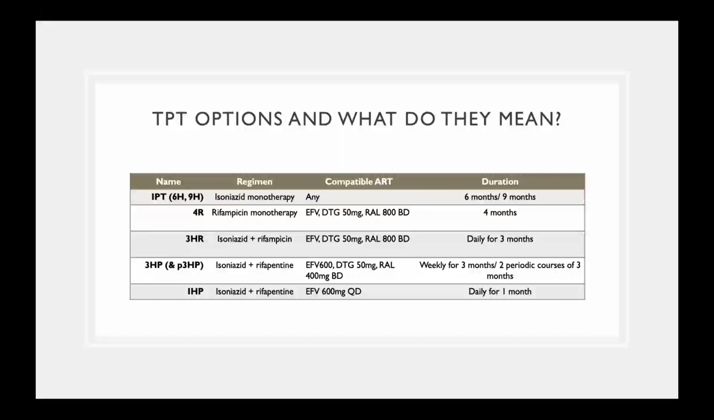So IPT essentially refers to isoniazid monotherapy, and this can be for 6 months or 9 months. So when you say 6H or 9H, it refers to the duration, and H refers to isoniazid. And R refers to rifampicin monotherapy, which could be up to 4 months. 3HR refers to the combination of isoniazid and rifampicin. The newer preventive options include 3HP and 1HP, which consist of isoniazid and rifapentine.